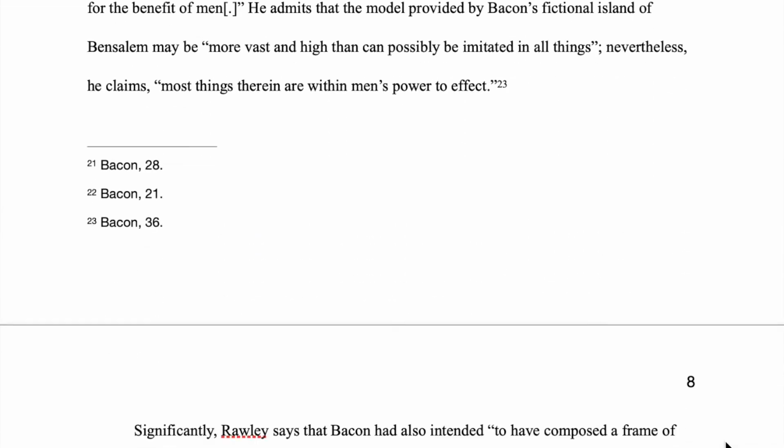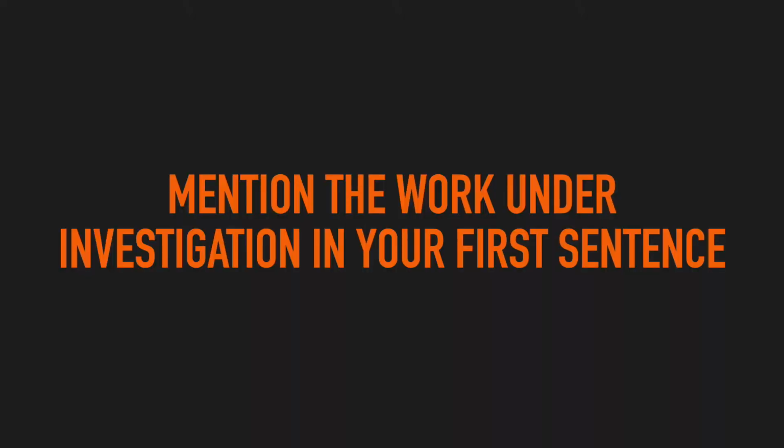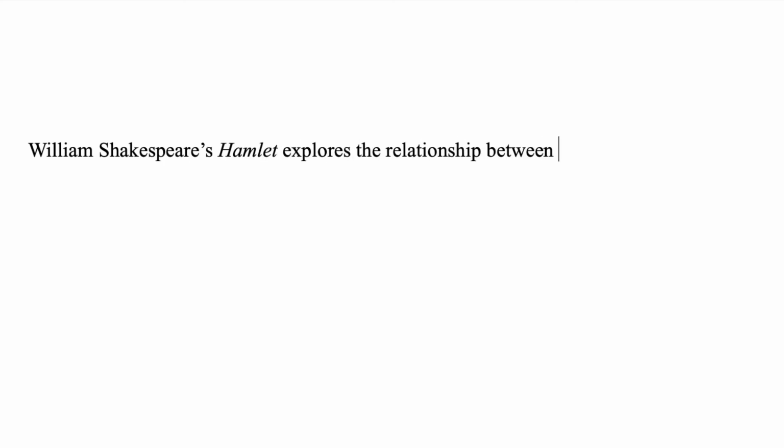Here's a good training wheels exercise that I like to give my students when they first start writing essays. Mention the work under investigation in your first sentence. This has the effect of focusing in your argument right away on the text under discussion. So for example, you might begin with a sentence like, William Shakespeare's Hamlet explores the relationship between fate and free will. So mention the text under investigation in your first sentence. It's a good trick. Again, you don't have to do this, but it's a way of training yourself to narrow your focus.